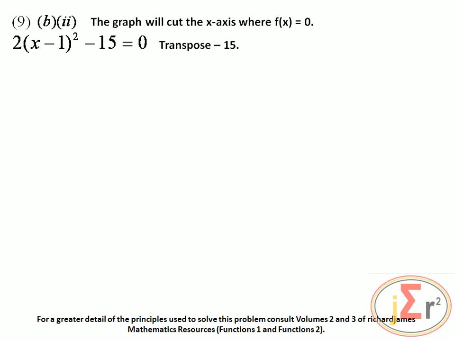So transpose negative 5, adding 5 to both sides, 5 will be eliminated on this side, and we have 5 on the right hand side.